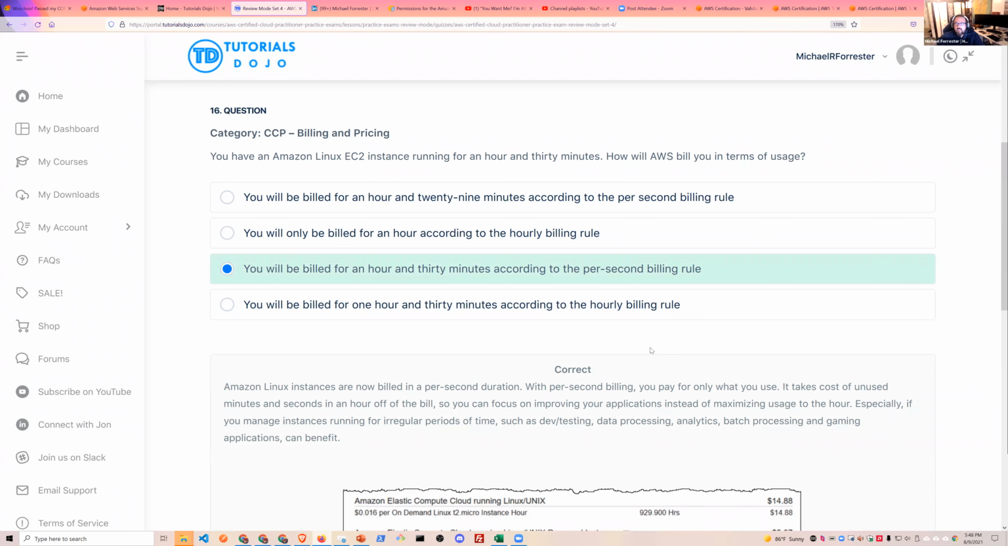Amazon switched to per second billing for Amazon Linux like a couple years ago. Then they added other Linuxes like Ubuntu. Then they added Windows just like, I don't even know, like 3 months ago. So almost everything's on the per second rule except for Mac OS and the licensed Linux instances like RHEL and SUSE. They're still on per hour.